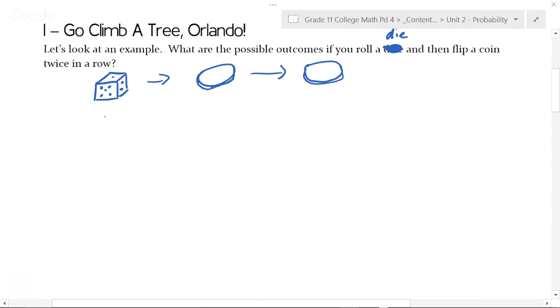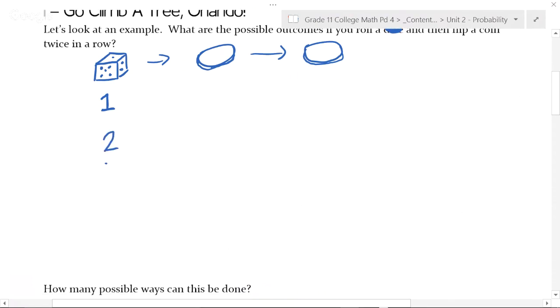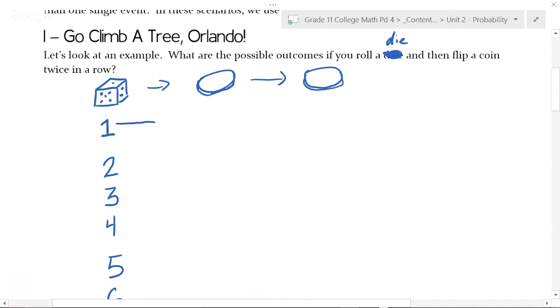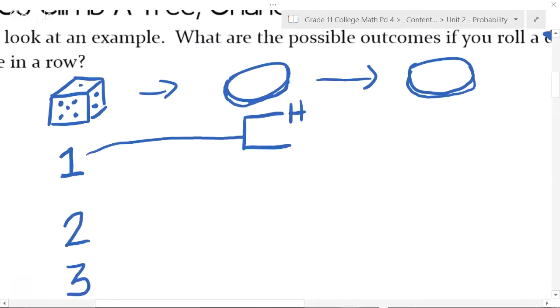Well, when we roll the die, our possibilities are getting a 1, or we could get a 2, or a 3, or a 4, or a 5, or a 6. All right, so those are the possible outcomes there. And then what we want to do in a tree diagram is from here we would say, okay, if I rolled a 1 on the die, what happens when I flip the coin? Well, there's two possibilities. I can either flip the coin and it will come up heads, or I can flip the coin and it will come up tails.